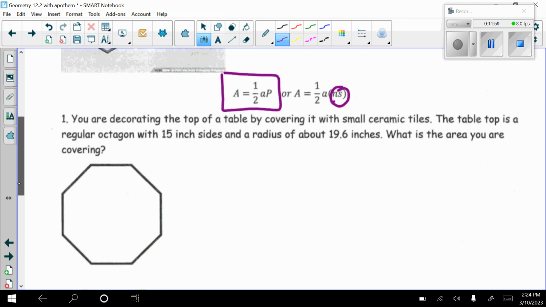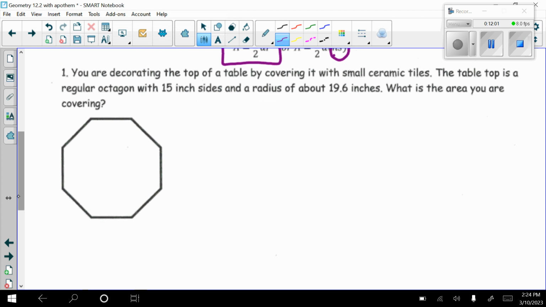So let's practice that. It says you are decorating the top of a table by covering it with small ceramic tiles. The tabletop is a regular octagon with 15-inch sides. So that's telling me all of these are 15. And a radius of about 19.6 inches. So if I start at the center and I go to a vertex, that is 19.6. If I draw that isosceles triangle, this is also 19.6 because it's a radius. What is the area you are covering?